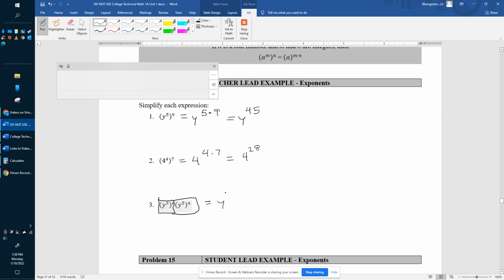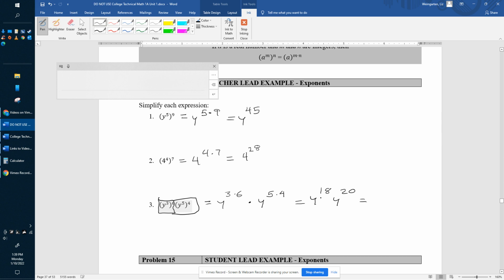So y to the 3 times 6 times, make sure your times is down here, you don't want it up here, y to the 5 times 4. 3 times 6 is going to be y to the 18th. 5 times 4, y to the 20th.